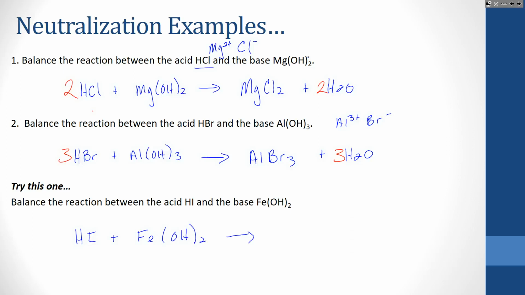HI and Fe(OH)2. So Fe was a 2+ on the reactant side because you needed 2 OHs, so I is a 1-. So this is FeI2 and H2O. Going back to balance the remaining reaction. So let's see, we need 2 iodines, so I put a 2 there, which means now I need 4 hydrogens, so I put a 2 in front of water, and we should now be balanced. So that's what a neutralization example or neutralization question looks like.